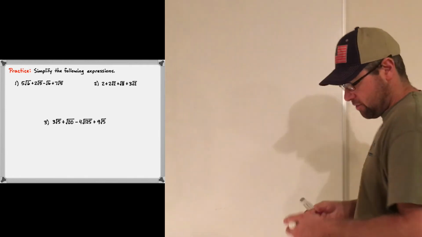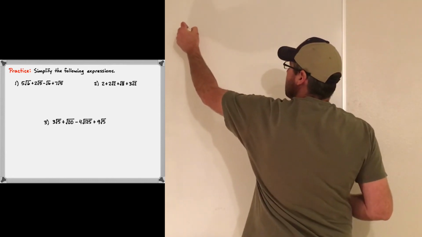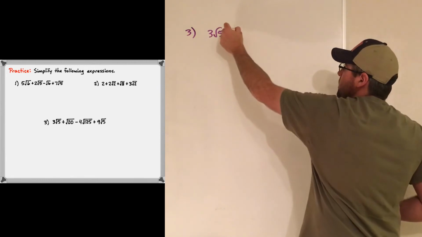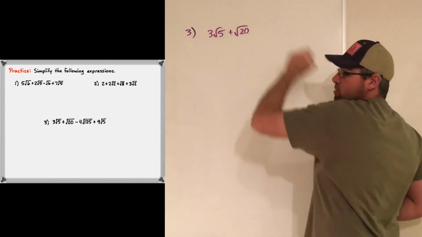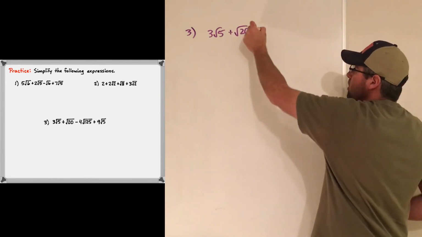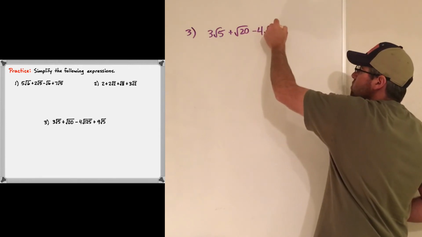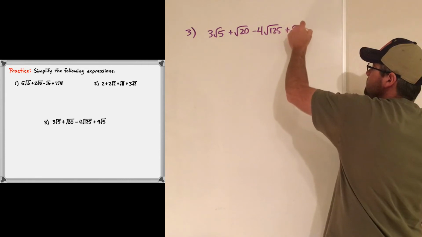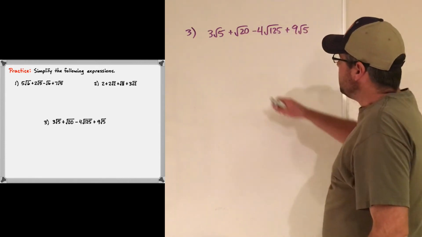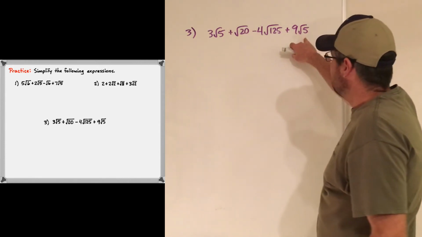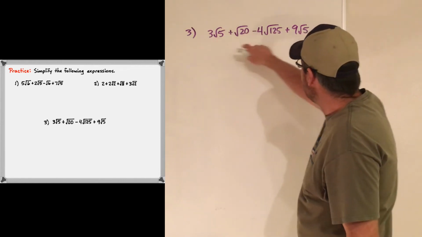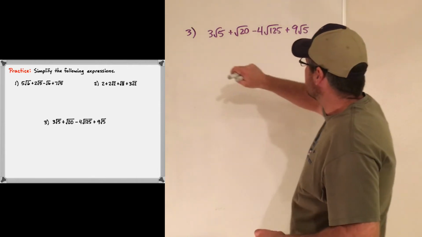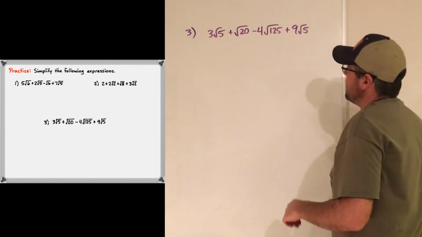Number 3 has 3 rad 5, plus rad 20, minus 4 rad 125, big number, and then plus 9 rad 5. Well, I recognize that the rad 5 and the rad 5 can go together, that's fine. And in fact, 5 is prime, so I don't need to simplify those. But before I combine those like terms, I'm going to go ahead and simplify those radicals.